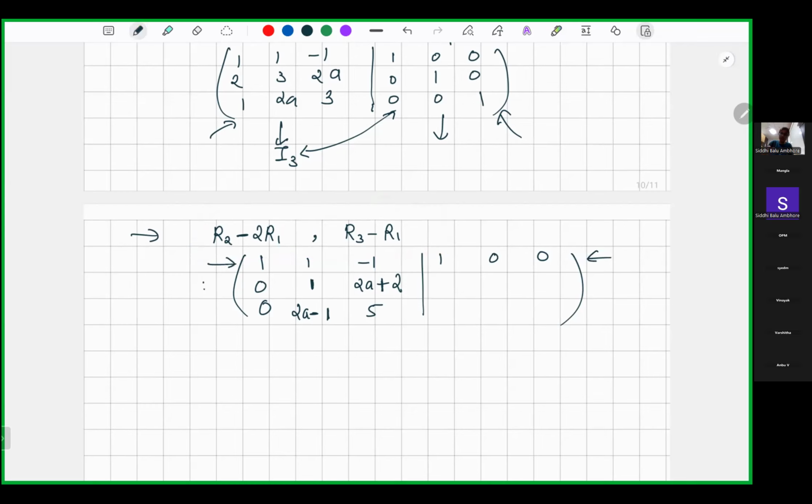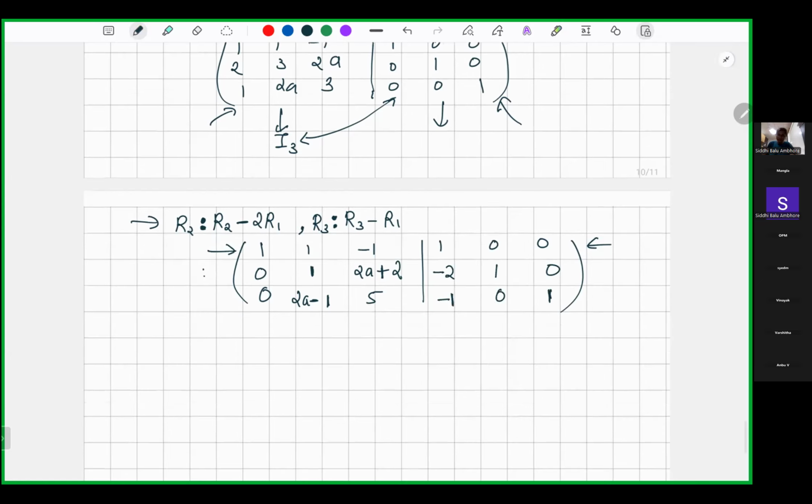Mostly when you see in the book, they write it like this: R2 is equal to R2 minus 2R1 and R3 is equal to R3 minus R1. So this is the new row 3, which we got after doing this operation here. And here again it was minus 2, 1, 0 and 0. R1 is minus 1, 0 and 1. Please let me know if I'm making any mistakes.